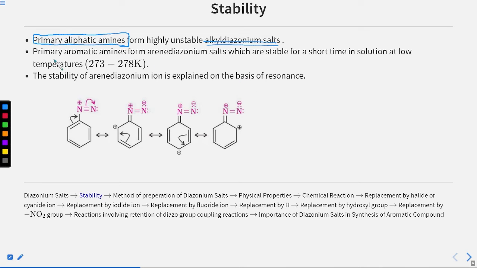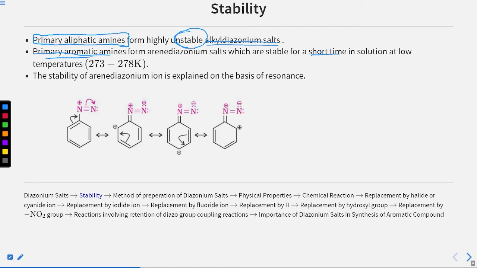And your primary aromatic amine can do so. But the primary aliphatic amine salts are not stable. They are unstable. They will quickly break down. So that should be kept in mind. We will see the degradation reaction related to it. But for now, just consider that only primary aromatic amines are stable, whereas primary aliphatic amines, although they are formed, are unstable.